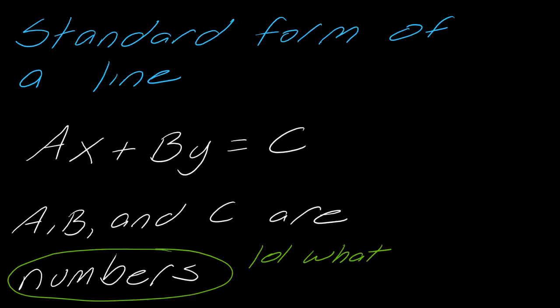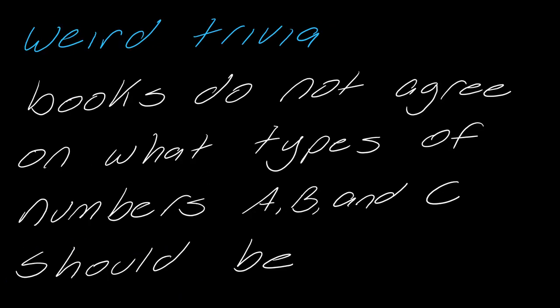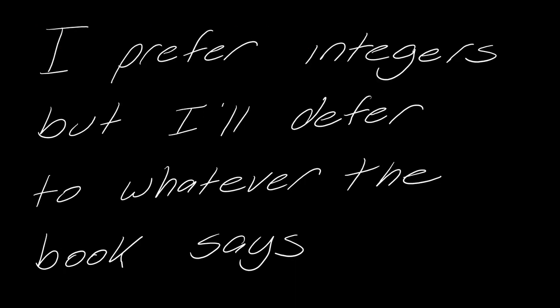Isn't that weird? It's called the standard form. Wouldn't you think that we have a standard for this? But no, we don't. So I just mention this because if you're not in my class, your book could do whatever. Now, I have a preference, because I'm a math person, so I like integers. I don't like having rationals, but I'll just defer to whatever the book says.